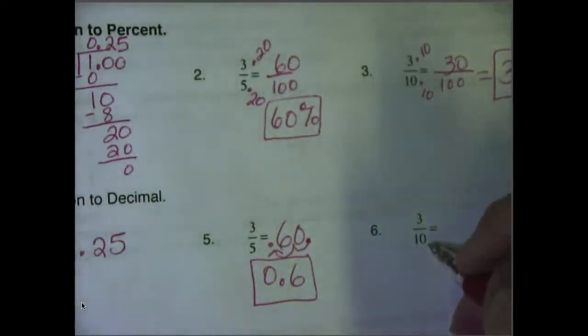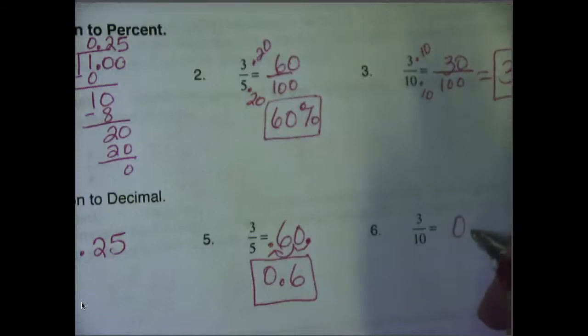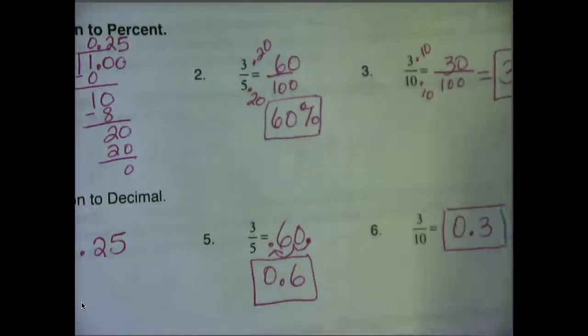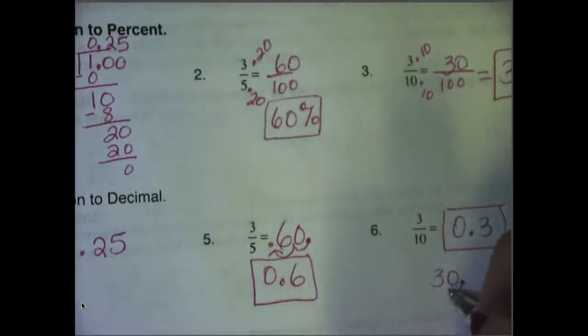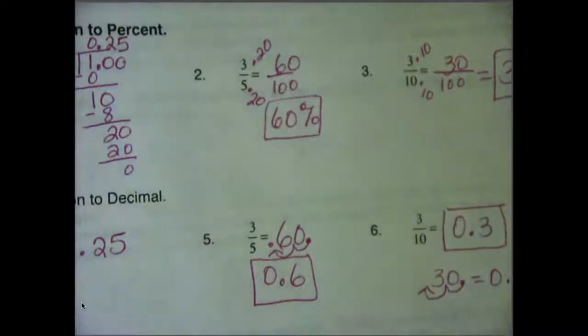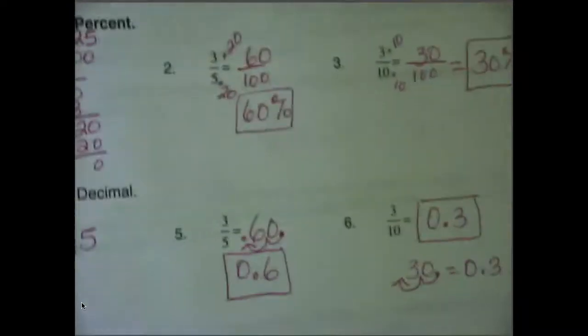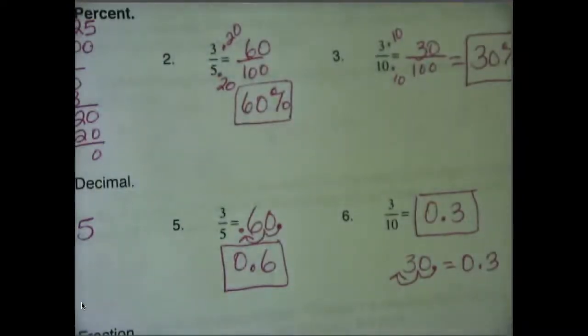3/10. Well, if I read that correctly, I should know that it's 0.3. But if I need to take the 30% and change it, move my decimal point over 2 places, I get 0.3. Either way is fine. If you memorize it, that's the best. Then you don't have any work to show whatsoever.